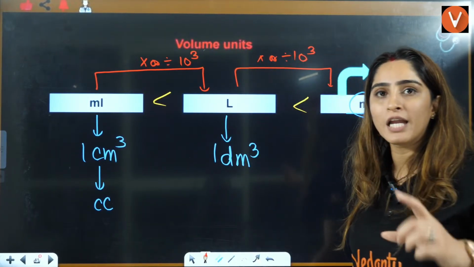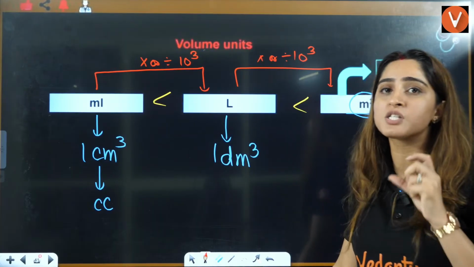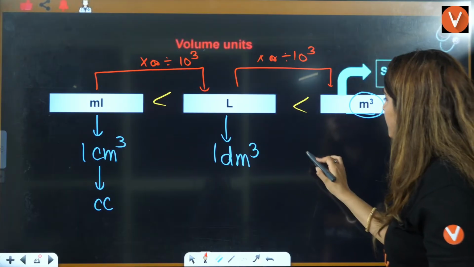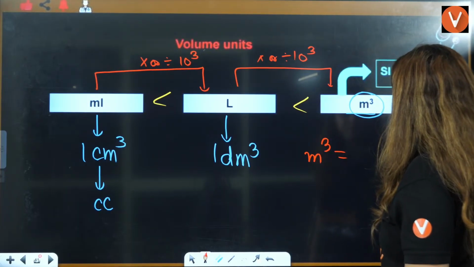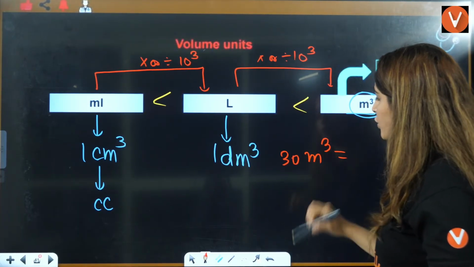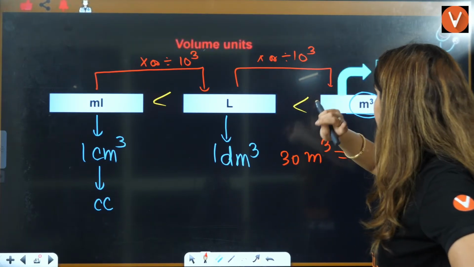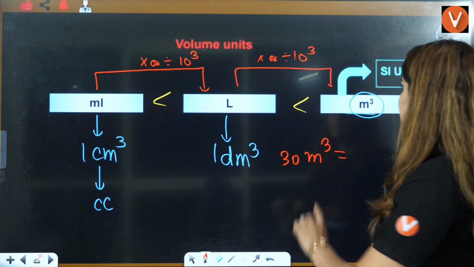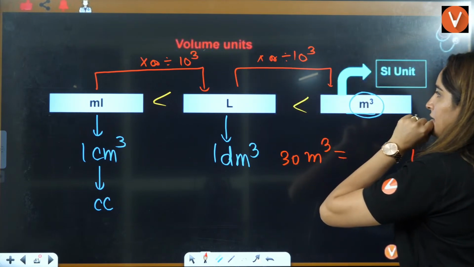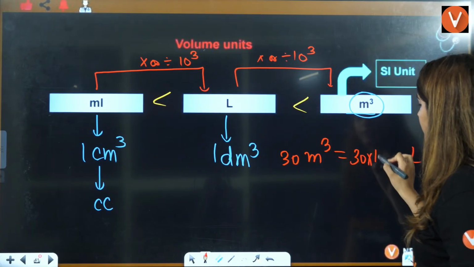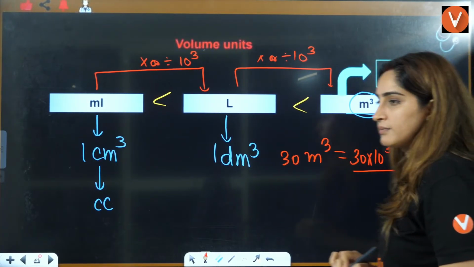When you are converting from smaller to larger, it is divided by 10 raised to 3. Let's say I want to convert meter cube to liter. I have 30 meter cube and I want to convert it into liter. So it is 10 raised to 3. This is larger to smaller, and larger to smaller, I'll multiply. So I'll do 30 into 10 raised to 3 liter.